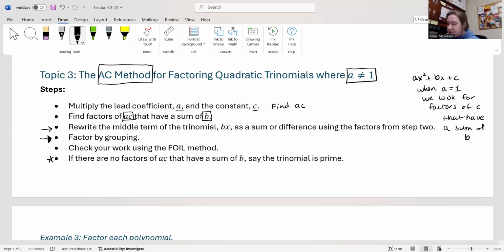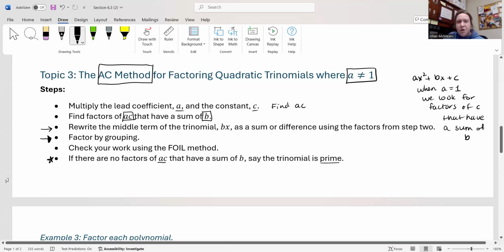And then this right here is not going to come up in this video. It'll come up in the next video. But if you do have a situation where you don't have any factors of AC that have that particular sum of B, then you would say that that trinomial is prime. Okay? So let's go ahead and look at these.